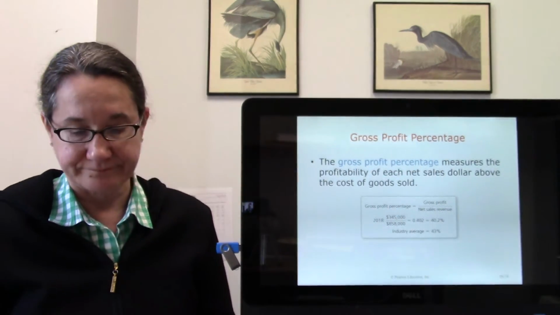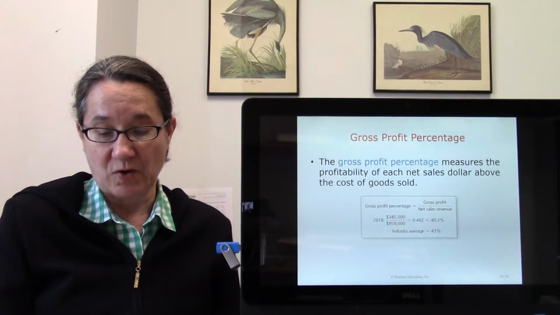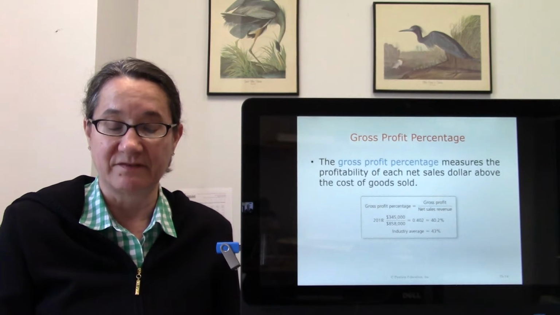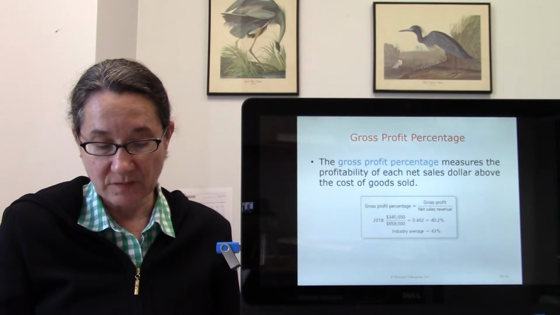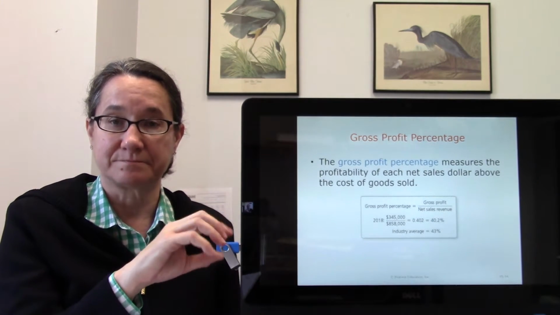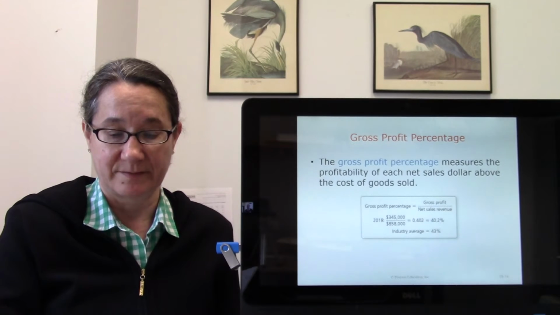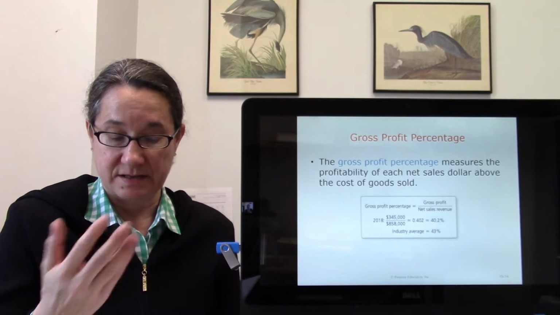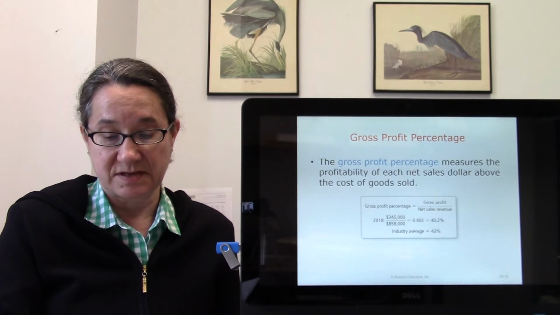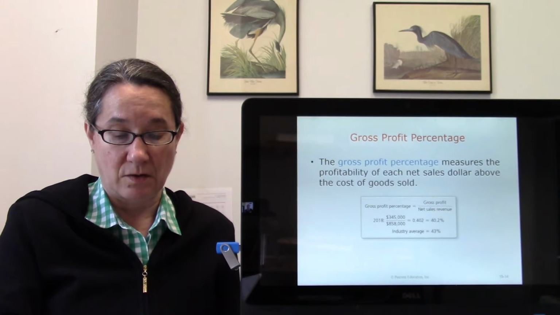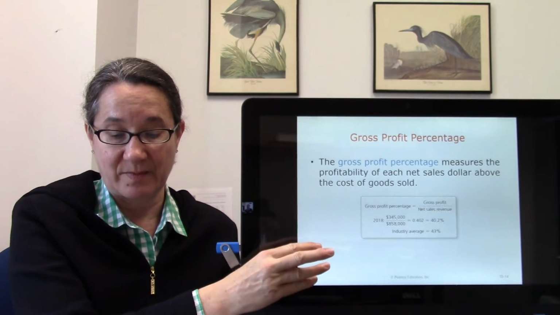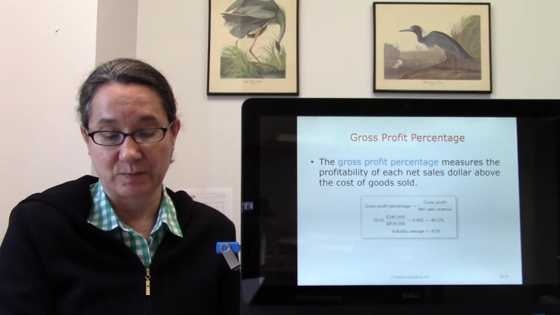Now, gross profit percentage measures the profitability of each net sales dollar above the cost of goods sold. So to calculate that, you take gross profit, which comes straight from the income statement, and you divide it by net sales revenue. So that's just telling you what percentage of your sales revenue is gross profit. So gross profit divided by net sales revenue for our example, 345 divided by 858 equals 40.2%.